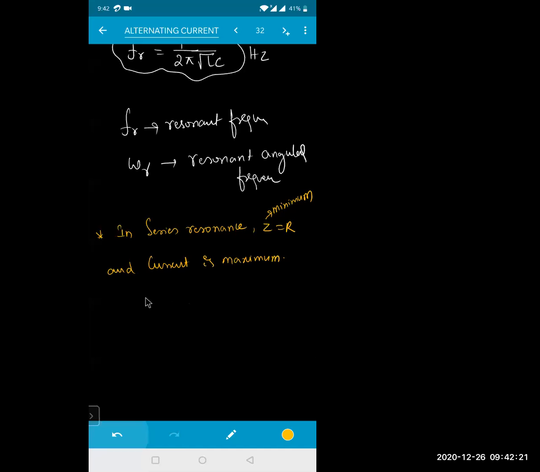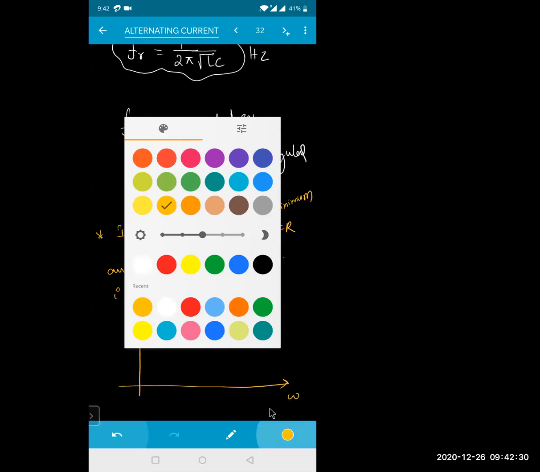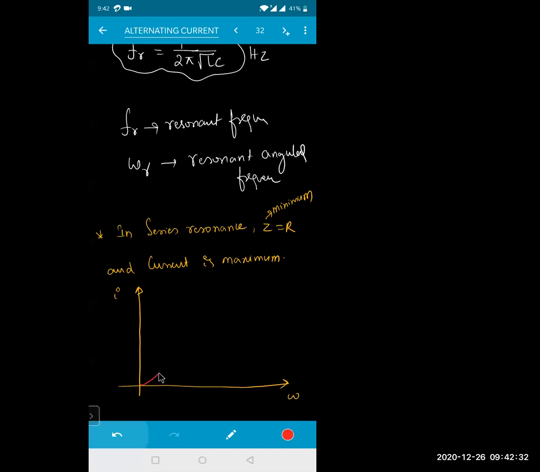If I draw a graph for this, we will get something like this. This is the current versus omega graph. It slowly increases, becomes maximum at the resonant frequency, and again it drops. This is the resonant frequency, omega is equal to omega naught, and here the current becomes maximum. That maximum current, I naught max, will be equal to V naught divided by R.